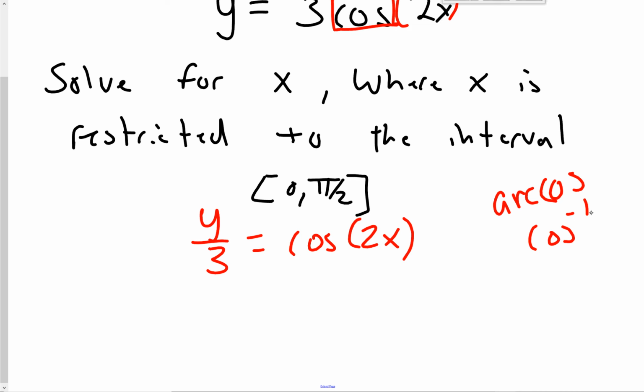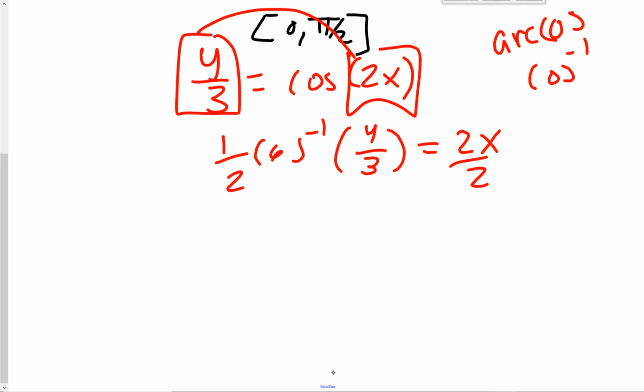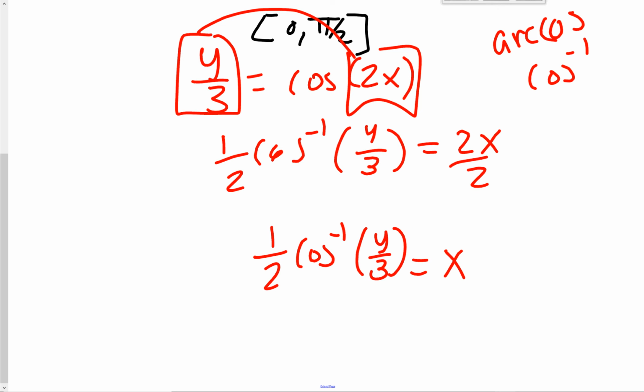Okay, so I want to take the inverse. That means my x and y are going to switch places. So cosine inverse of my answer, y over 3, is equal to, not 2 over x, 2x. Then I can go ahead and solve for x: divide by 2, which is the same thing as multiplying by 1/2. So here's my answer. x, my angle, is equal to 1/2 cosine inverse of y over 3. So here's my basic answer.